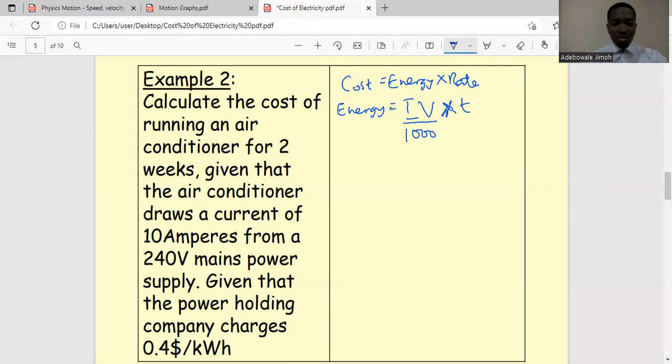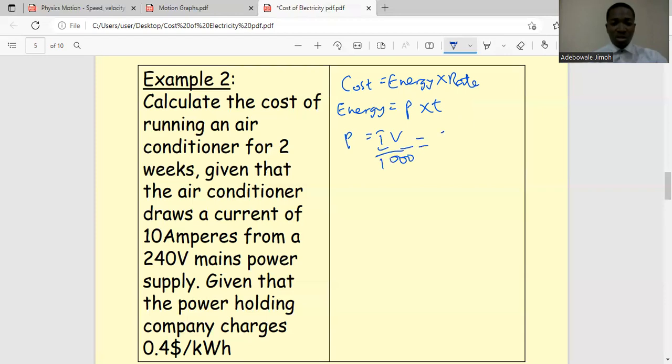So, okay, let me take this one after the other, because our time, in this case, is not in minutes or in seconds, it's in weeks. Power multiplied by time. So power is IV divided by 1000 to convert to kilowatts. That's why I'll be dividing by 1000.